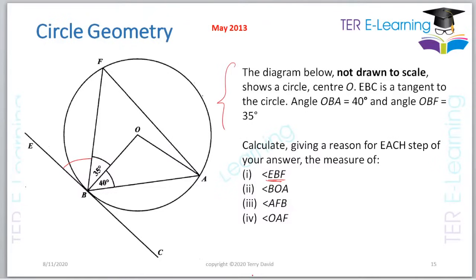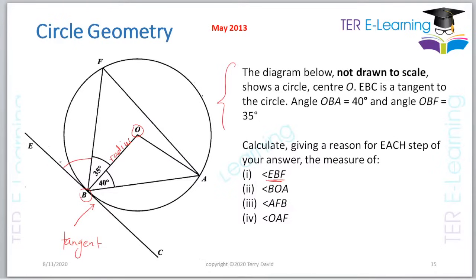So what is EBF? I'm seeing Tiffany saying 55 degrees. Danica is also saying the same thing, right? That is correct, because look at something here. This line EC here is a tangent, right? This line BO is a radius. So this is a radius, right? If that's a radius, the angle between a radius and a tangent is 90 degrees.